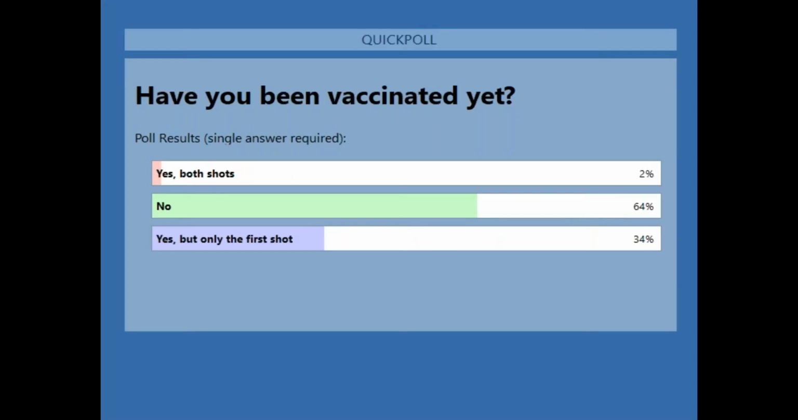All right, so it looks like the majority of you have not had either of your vaccines yet. And 2% of you, 2% lucky people, have had both shots, and 34% of you, which is kind of what I expected, have had the first shot and haven't had the second shot yet. So that's good to know where you stand. I'm super happy that you guys are getting vaccinated. That makes me very happy.